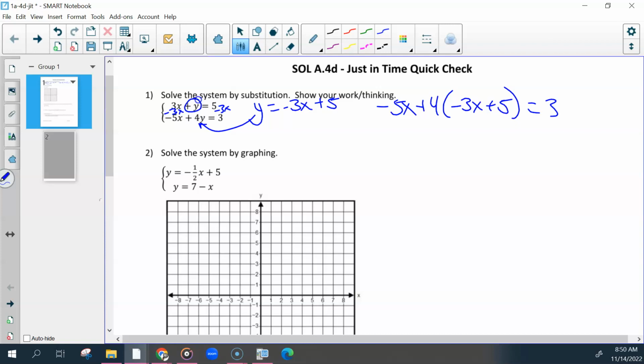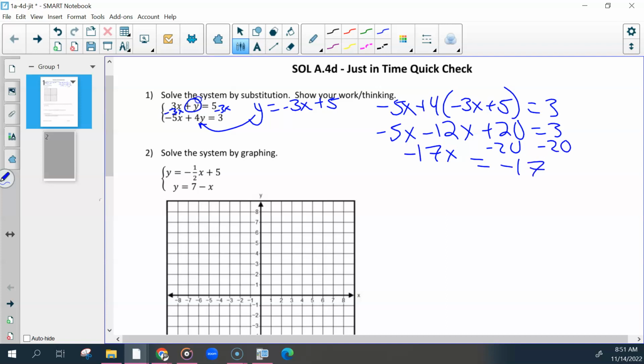So solve for a variable, substitute it into the other equation, solve for this variable. So this would be negative 5x minus 12x plus 20 equals 3. Combine your like terms and get rid of the 20. So I kind of did that both at the same step. And then get x by itself by dividing.